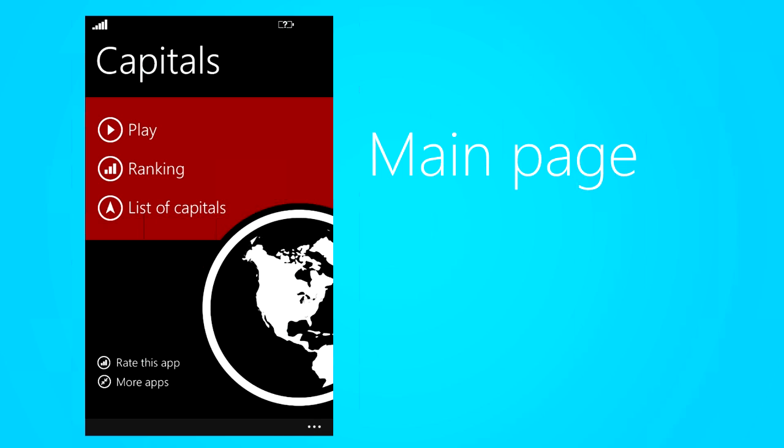I've just highlighted the things that I think are most important, in terms of gameplay: play, rankings, and the list of capitals. I highlighted those in red and made them larger. Down below, I'm providing access to those other options, the ability to rate the app or get more apps. The icons you see here are just placeholders. But the general idea is that you separate the key user scenarios, the things you really want to make players aware of right away, and give them a different treatment than things that are not quite as important but that you still want to make available.